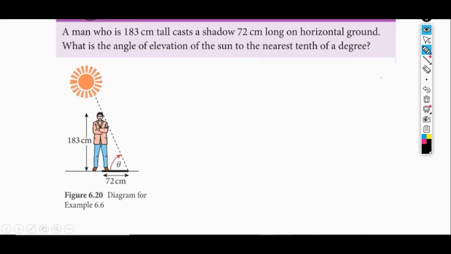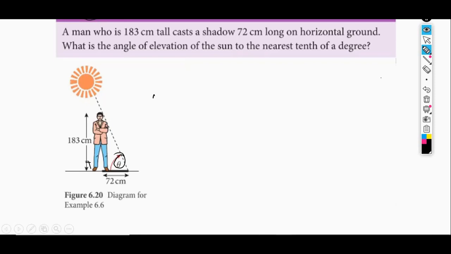So we have that they want us to find this angle here. Now remember that this is a right triangle, so we can just use a trigonometric ratio. In this case, we have that these are the legs of the right triangle, and this would be the hypotenuse. Then we can use opposite over adjacent, which is tangent, right?